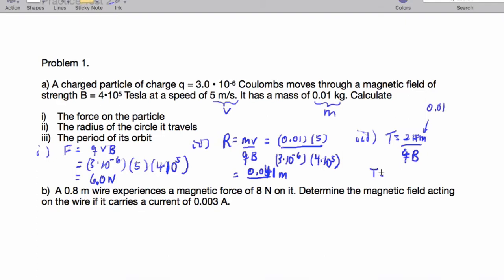When we actually get this period, it's going to be 2 pi times m divided by Q divided by B. And that's giving me 0.052 seconds. All right.